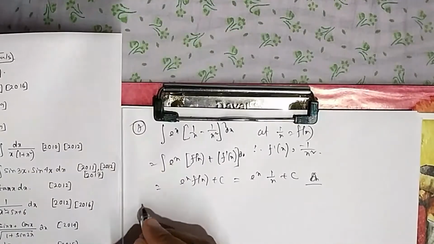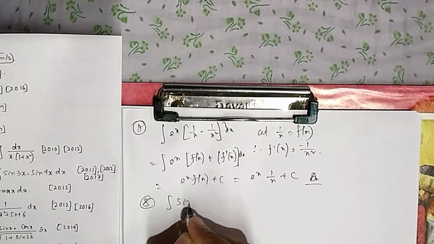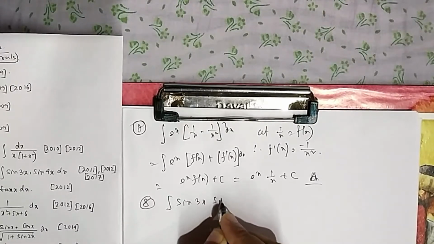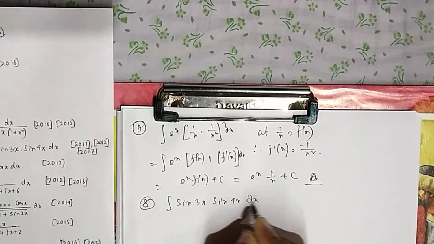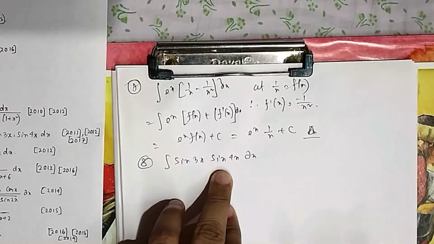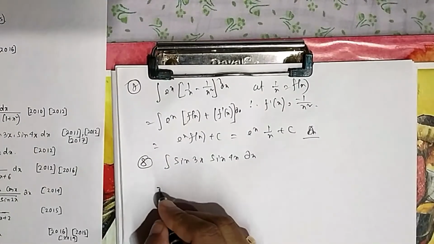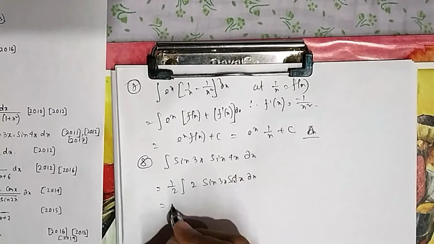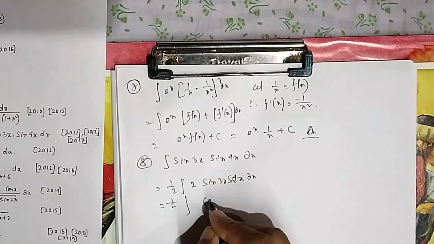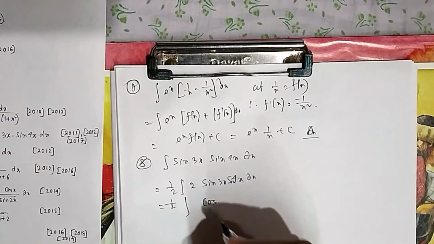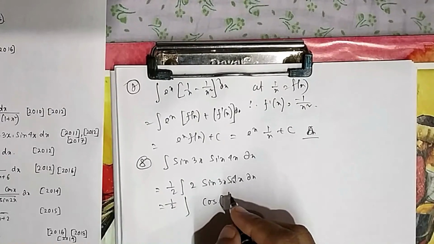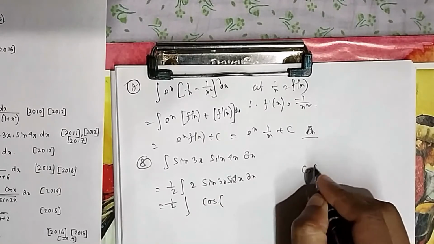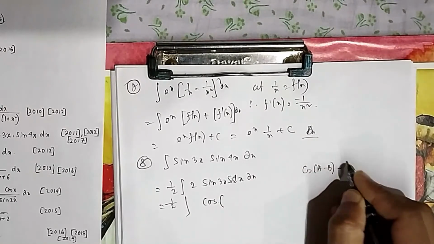Next question number 8. Integration of sine 3x into sine 4x. So what you can do, you can apply the sine a sine b formula, 2 sine a sine b. So for this 2 you have to divide by 2 and then 2 sine a sine b. What is the formula of 2 sine a sine b? Cos a minus b minus cos a plus b.